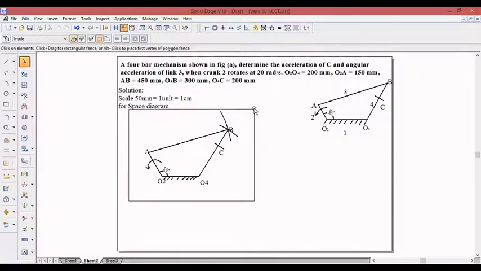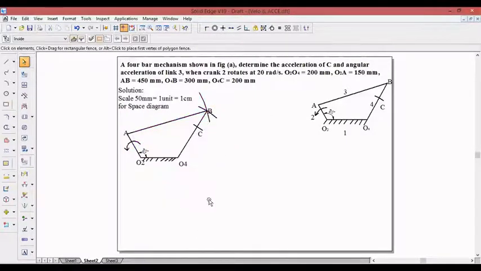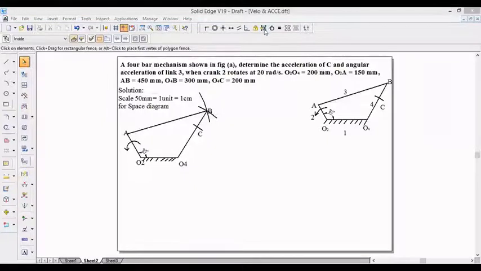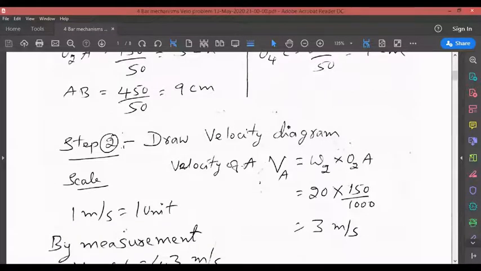Now using the space diagram, we need to draw the velocity diagram. The second step is velocity diagram. So to draw the velocity diagram, we need to get the dimension. So as a step 2, to draw the velocity diagram, let us calculate the known velocity.